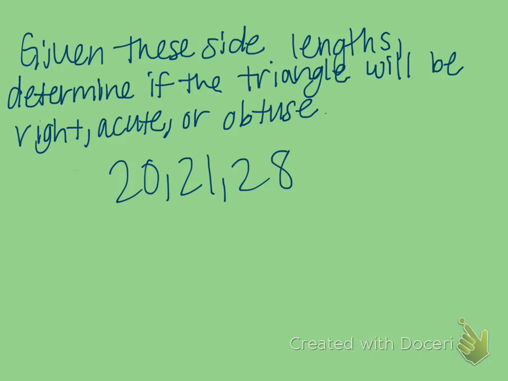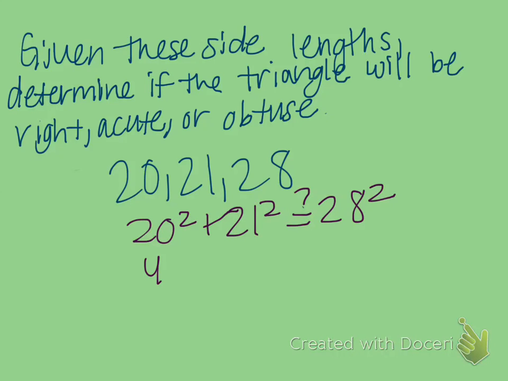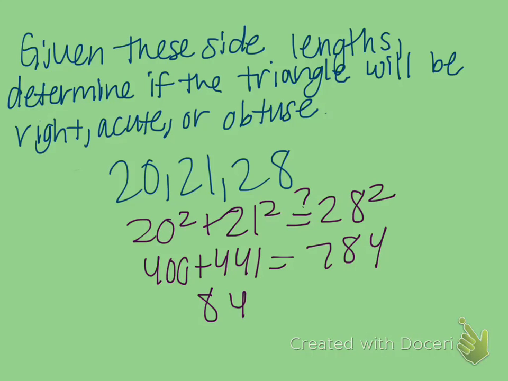Given these side lengths, determine if the triangle will be right, acute, or obtuse. So we just plug them into our equation. So we'll have 20 squared plus 21 squared might be equal to 28 squared. And plugging them into our calculator, we get 400 plus 441 is equal to 784. Adding them together, we have 841 is greater than 784. And then that means that our triangle is an acute triangle.